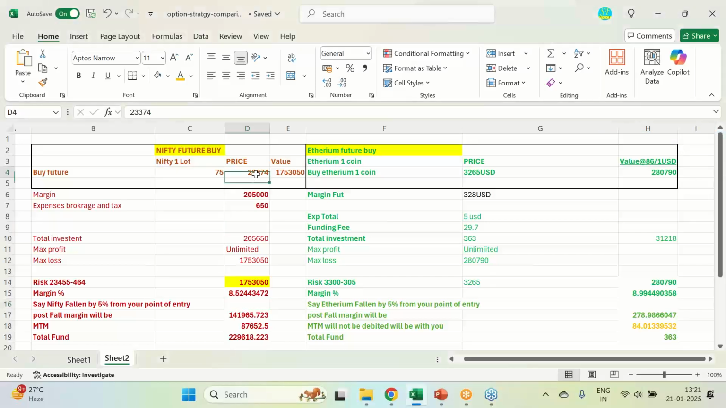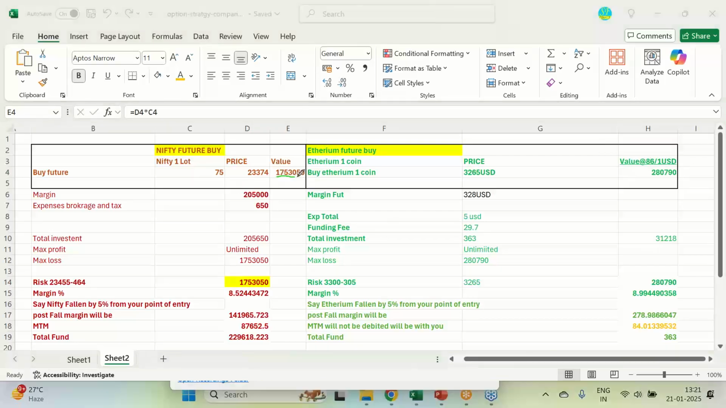So here my first point has come. Suppose Nifty is at 23,374 and I am buying one future. The contract value is 17,53,000. The initial margin required is 2,05,650 rupees, including expenses. Your expenses may be 100 or 200 more or less, anything.